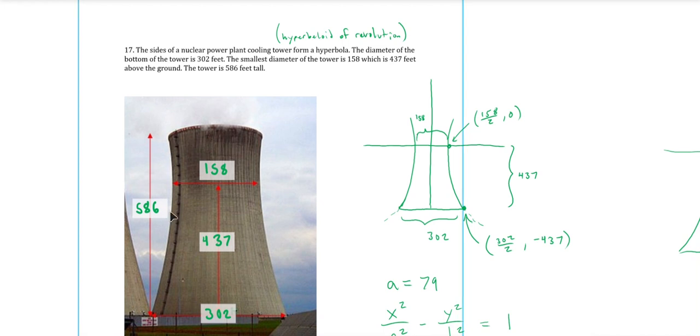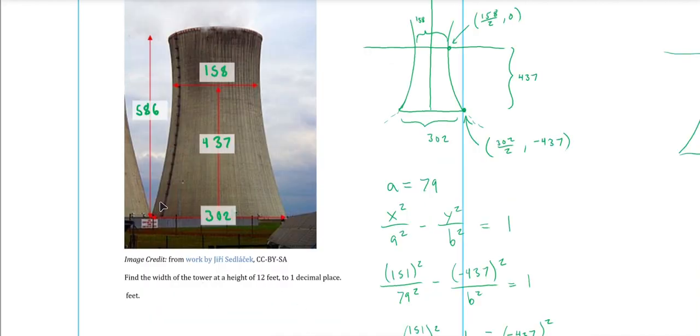They tell us that the height is 586, that the width at the narrowest point is 158, this narrowest point is 437 feet above the ground, and at the ground level, it's got a width of 302 feet. The question is, what is the width of the tower at a height of 12 feet?